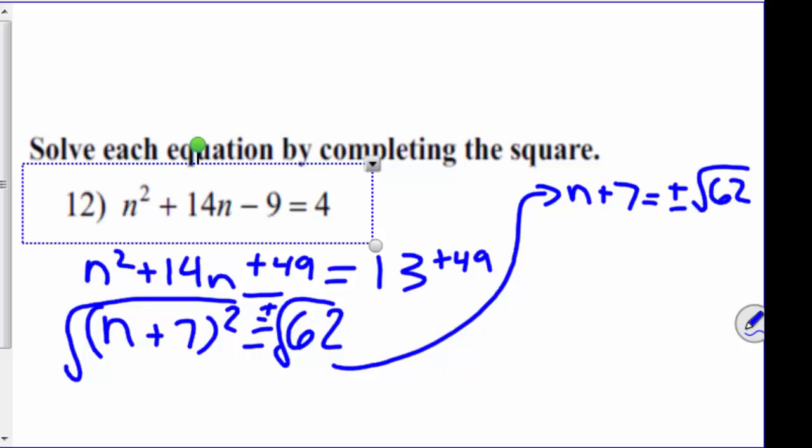So we should check to see if there's any perfect squares in 62. And we just divide it by 2 because we see it's even, and we'll see that we get 2 times 31. So 31's prime, so there's no perfect square there. So the last step is to just subtract 7 from both sides to get our two exact solutions.